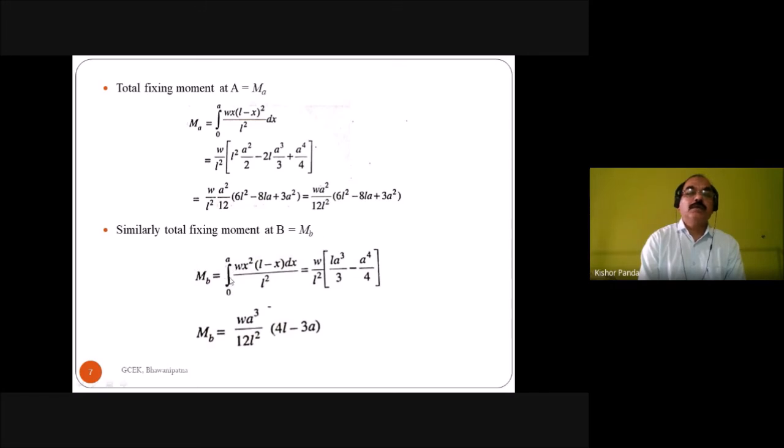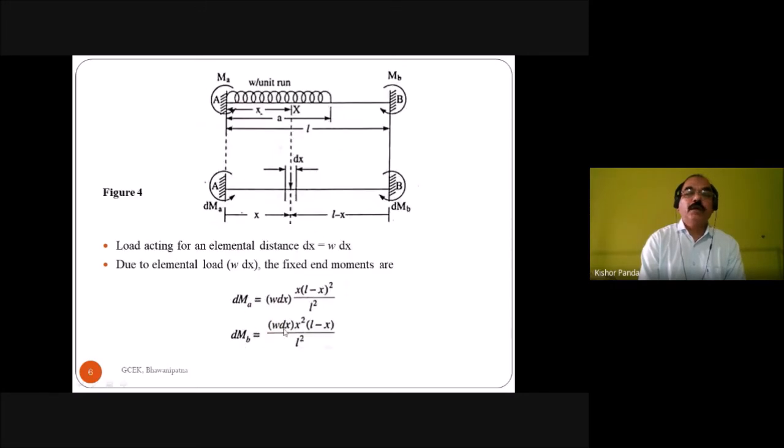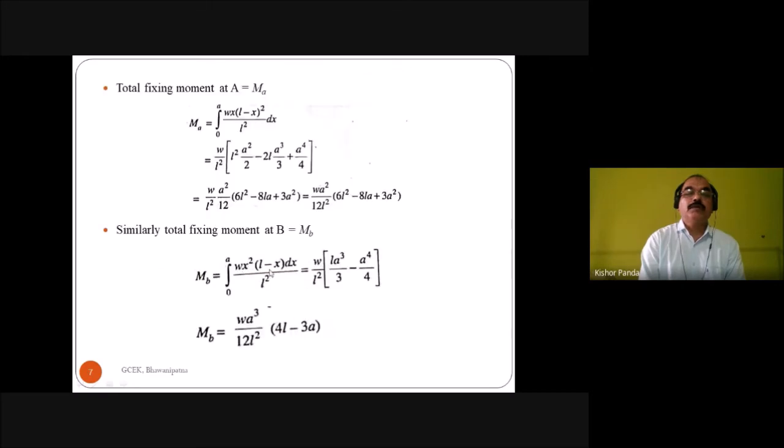So for MB, this is dMB equal to W dx into x square (L minus x) by L square. That is W x square (L minus x) by L square into dx, and you have to take the integration from 0 to A. Then after integrating and putting the values 0 and A, this is the equation: MB is equal to W A cube by 12 L square into (4L minus 3A). This is the MB equation, and this is the moment at the end A equation.